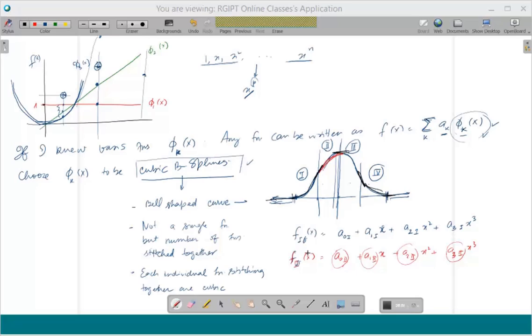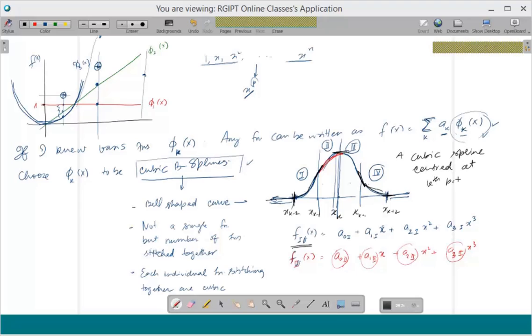All you have to do is like del f1 by del x. So first, for example, here del f1 by del x will be 0 at this point. Okay, so here I'm going to give the points. This is x_k, let's say the kth point, and that would be x_(k+1), x_(k+2), x_(k-1), x_(k-2). So you say that this is a cubic spline centered at the kth point. Okay? A cubic spline centered at the kth point. And that is what you call phi_k.